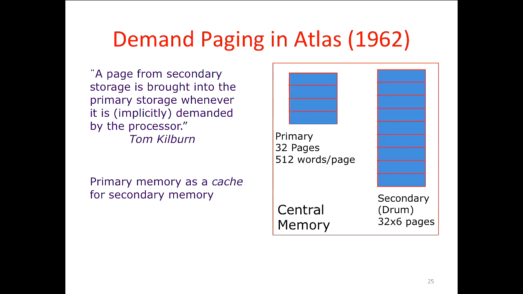So they used the primary memory as a cache for the secondary memory, the drum storage. It appeared to the user as if they had 32 times 6 times 512 words of main memory, but only one-sixth of it could actually be resident in the high-speed electronic memory at any time.